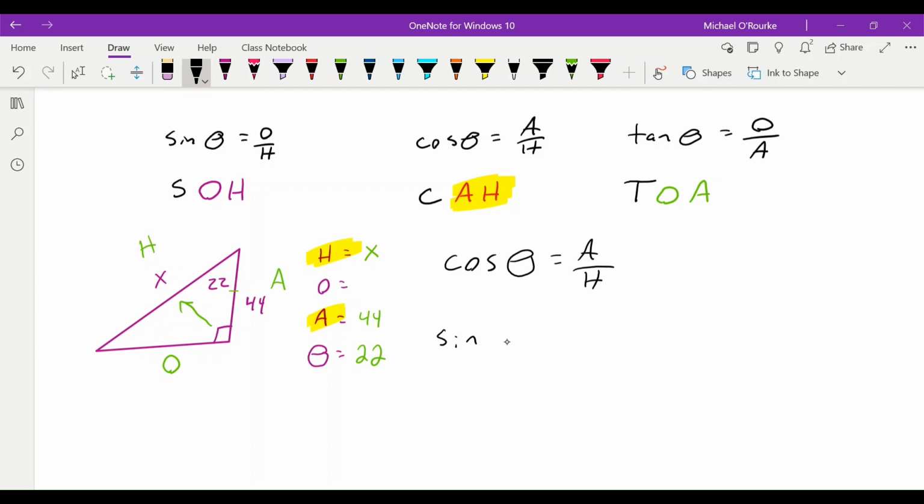Let's fill in my blanks. Oops, I wrote sine. Cos. Let's fill in my blanks. My theta is 22. My A is 44. And my H is my X.